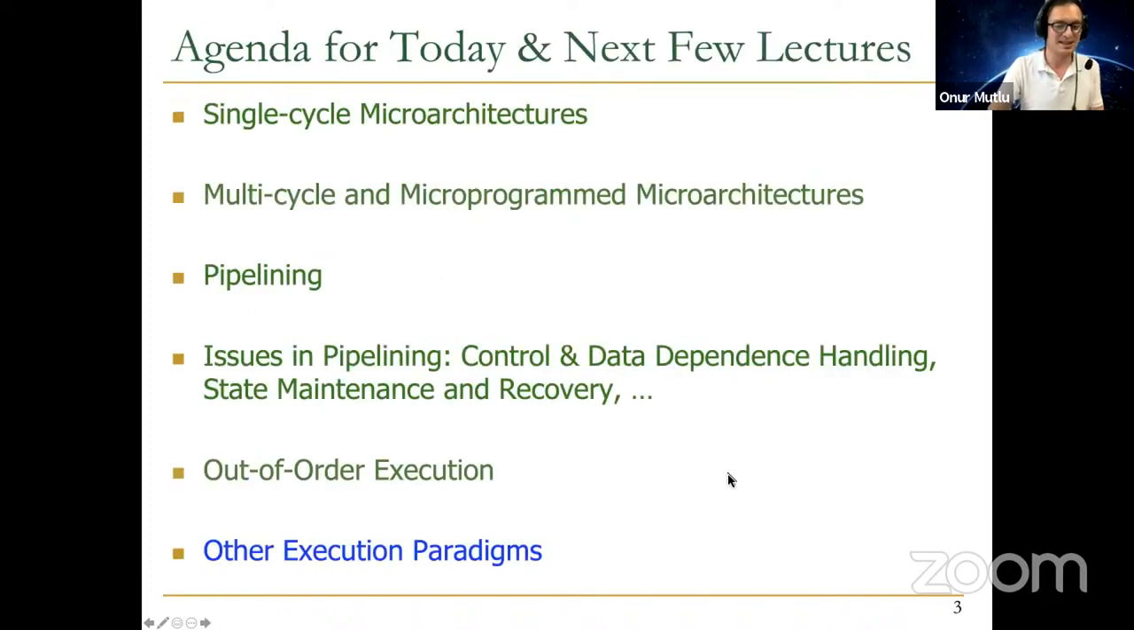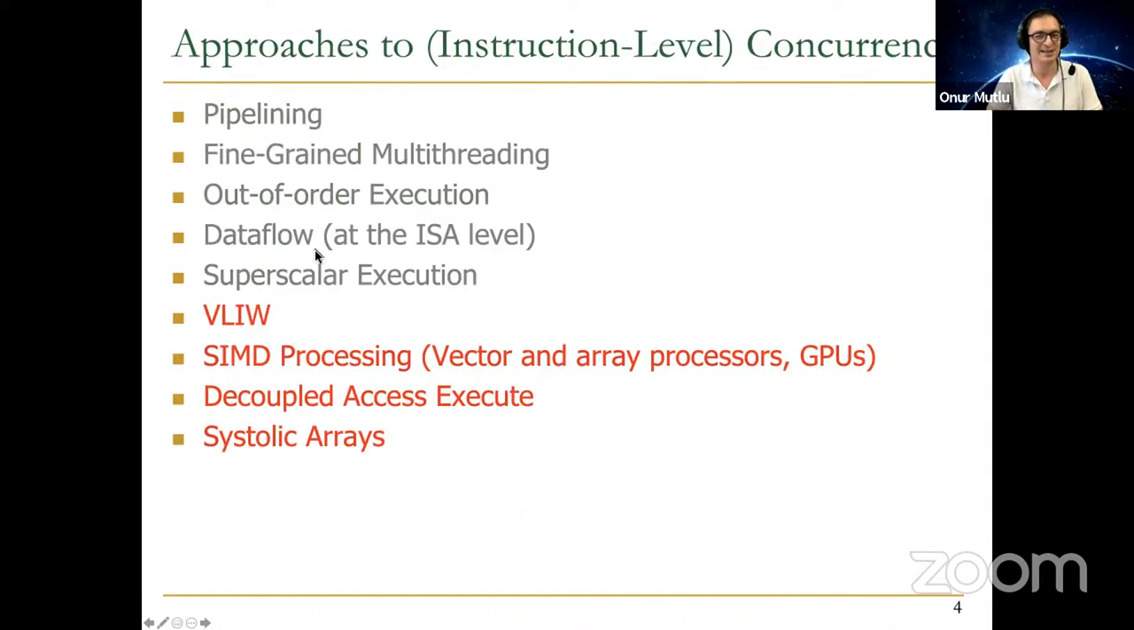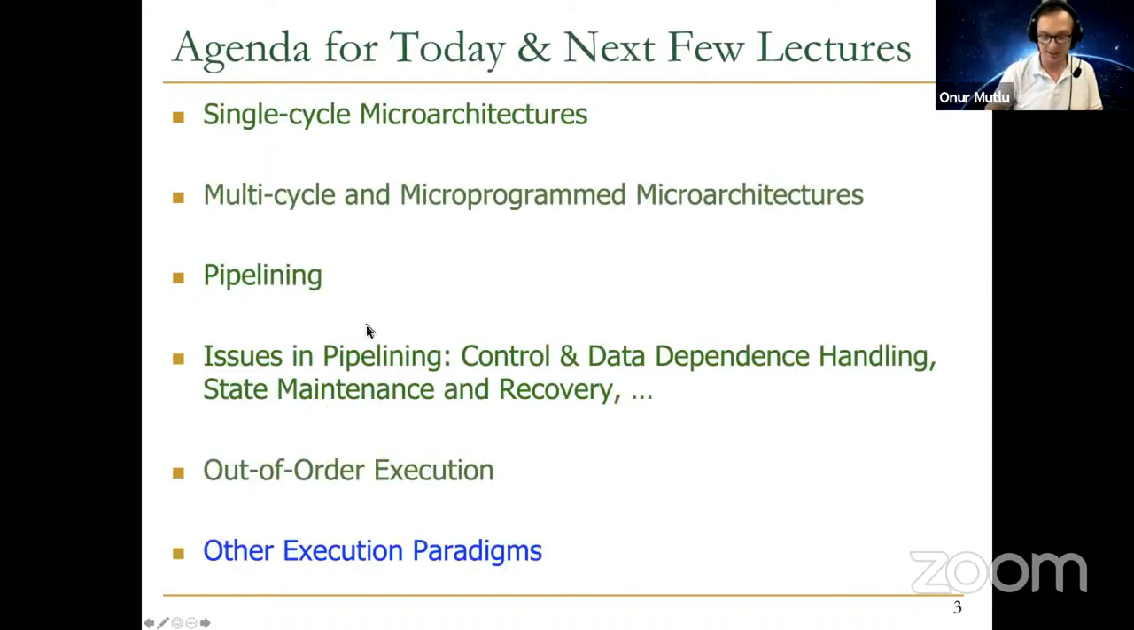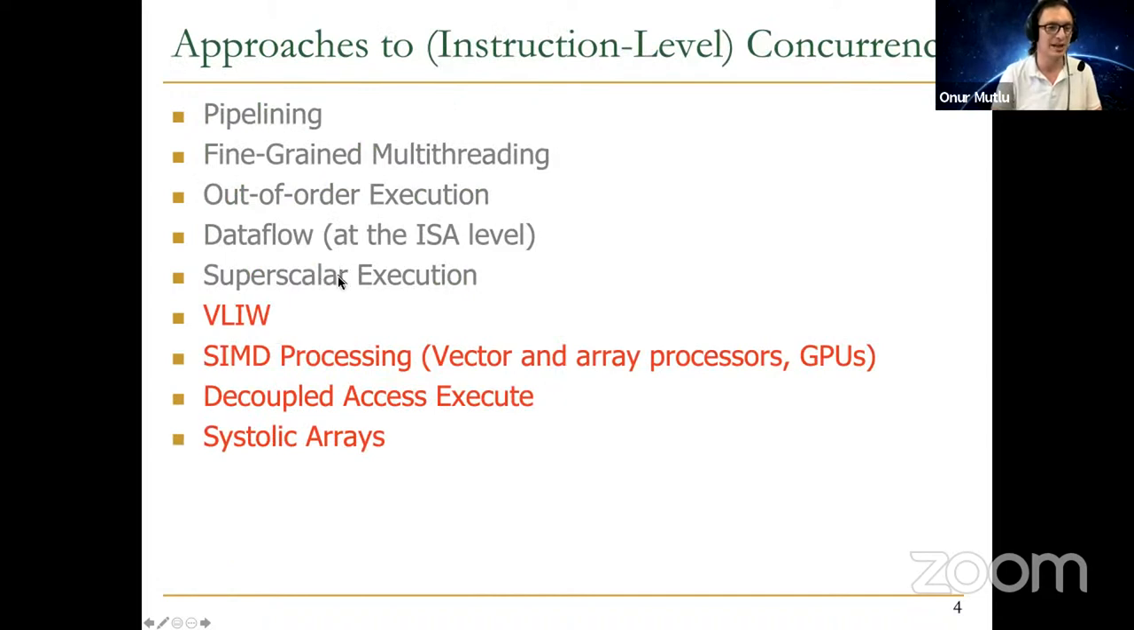Okay, so this is what we covered. We have started other execution paradigms, and just now we have covered data flow and superscalar execution. We're going to cover more paradigms, but it's important to cover control dependence handling, branch prediction before we move on, because branch prediction, or control dependence handling, is very instrumental to things we have seen. And it's going to be very instrumental for other things we're going to see also.